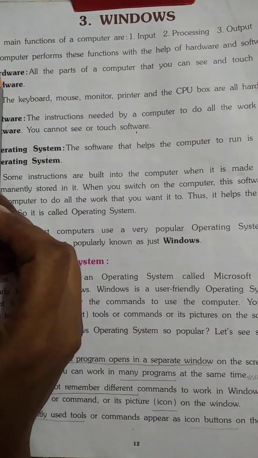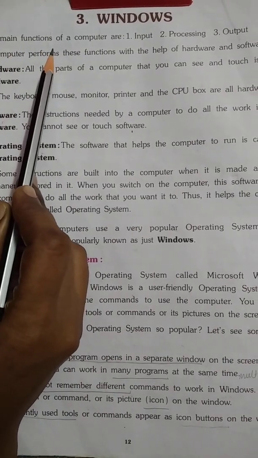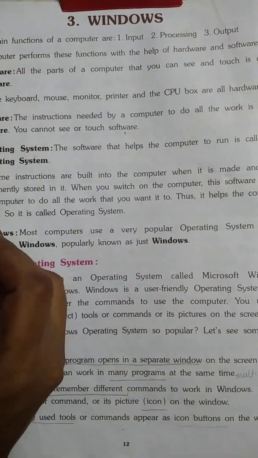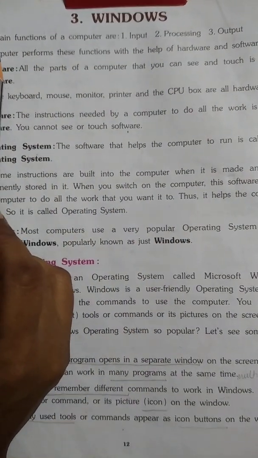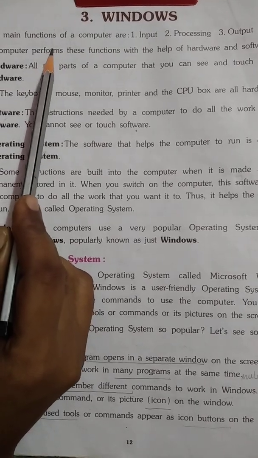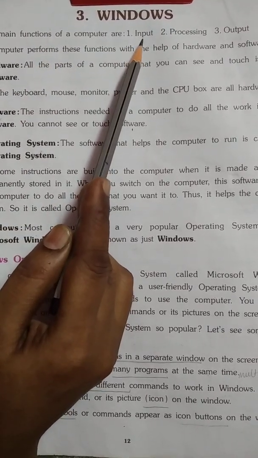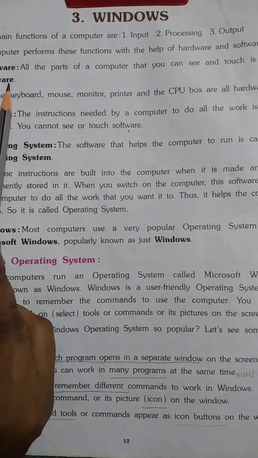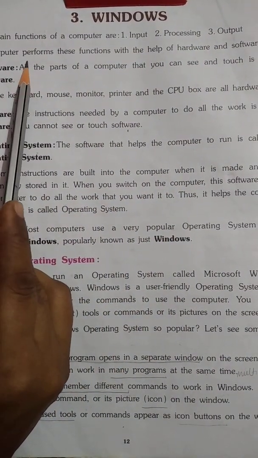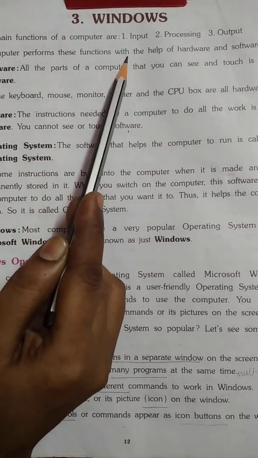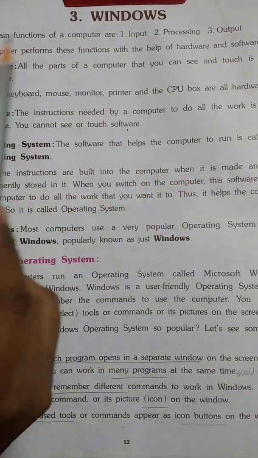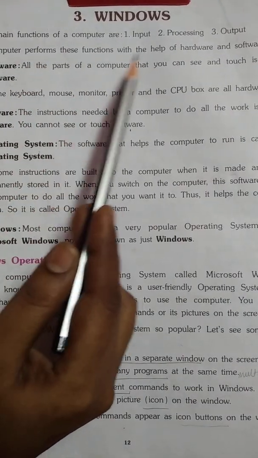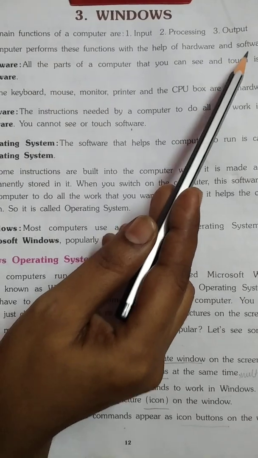Lesson number 3, Windows. The main functions of a computer are input, processing and output. Right from the first lesson you are studying this. Computer works on these three basic functions: input, processing and output, right? Now a computer performs these functions with the help of hardware and software.